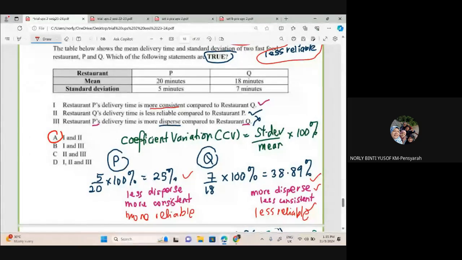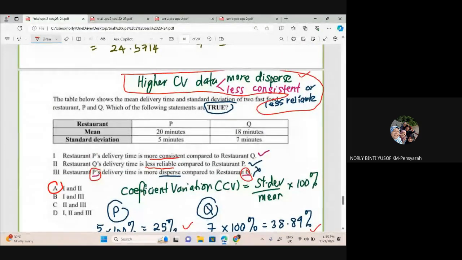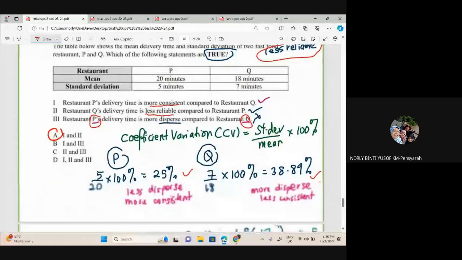Untuk 2, restoran Q is less reliable compared to restoran P. Betul juga sebab Q ni dia lagi dispersed sebab higher CV dan dia adalah less reliable. So correct. Tapi untuk 3 Roman, restoran P lagi more dispersed. Salah lah, sepatutnya restoran Q lagi more dispersed berbanding restoran P. Ni ada kesilapan kat sini. So, jawapan yang betul adalah 1 dan 2. Kena ingat kat situ lah, kalau CV dia tinggi, dia more dispersed, dia kurang konsisten dan kurang reliable.